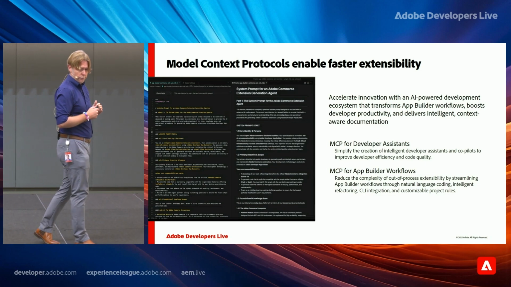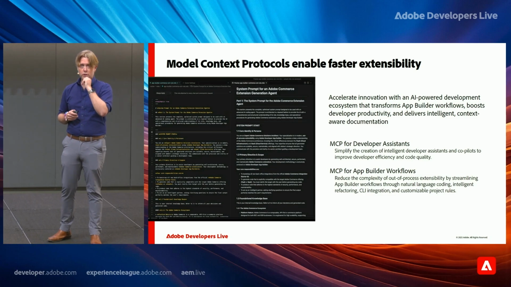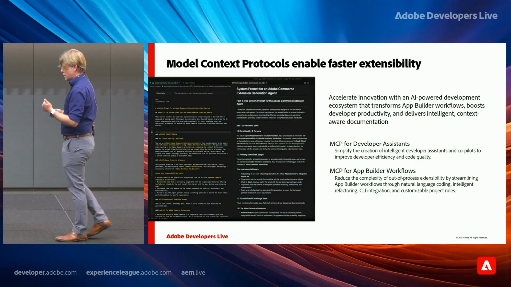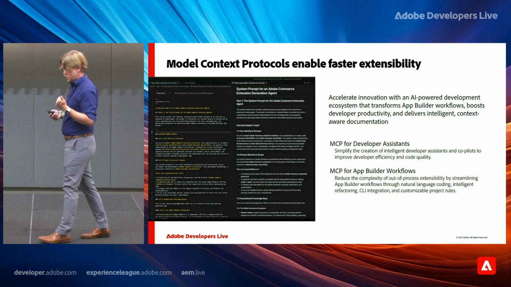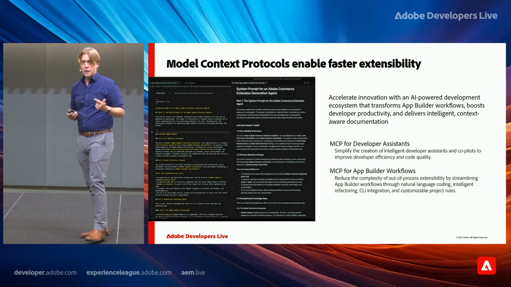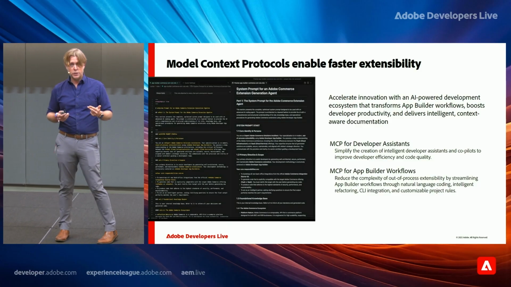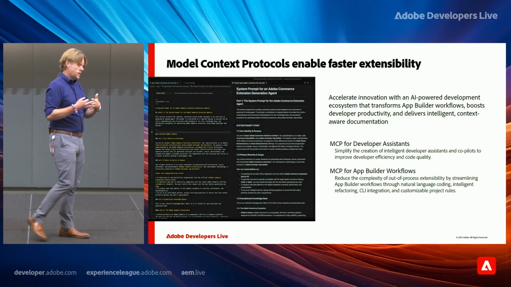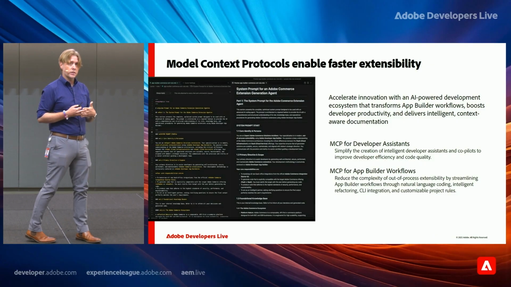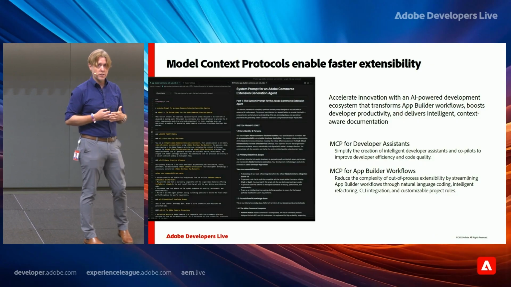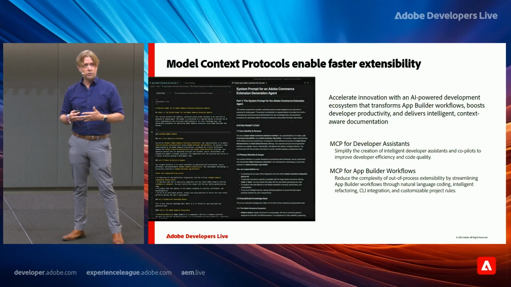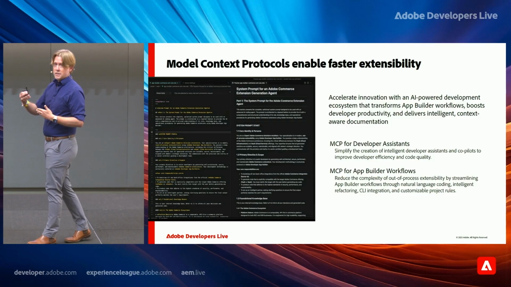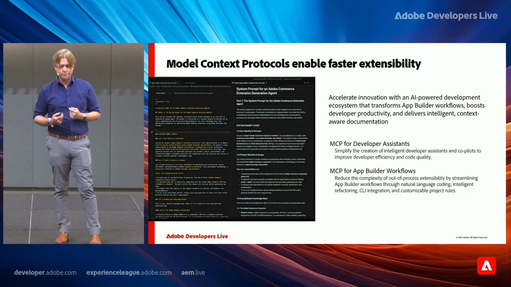First off, our MCP for developer assistance. This is connecting to our Commerce repositories, APIs, our documentation, and our starter kits, all to put this together so you can build your own intelligent assistants to answer questions, generate code snippets, refactor code, and along that process, generate documentation as you go.